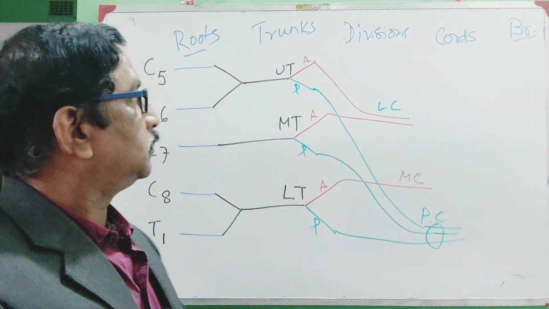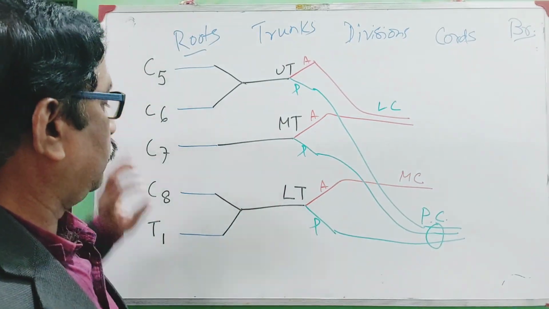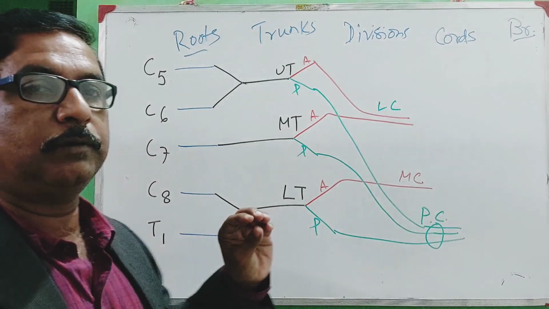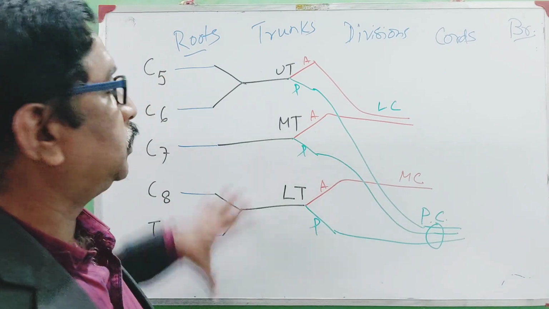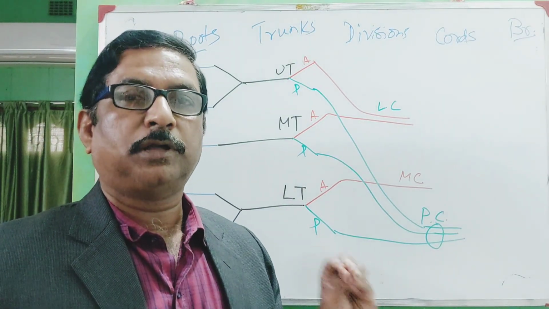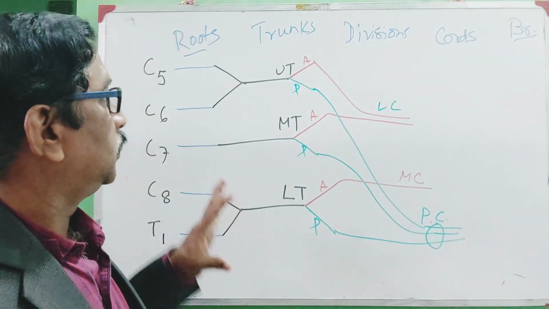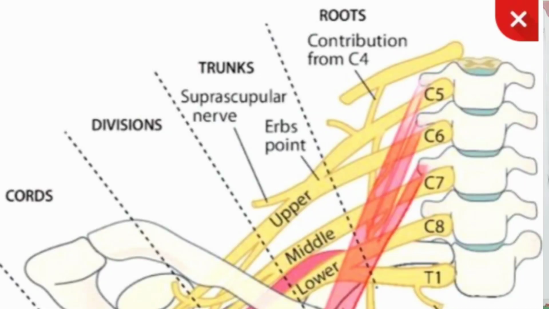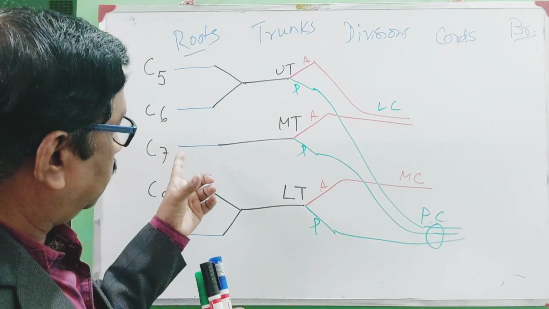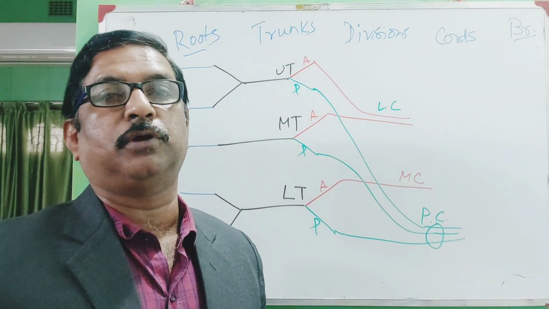One question may arise: there are 5 roots or 5 anterior rami from C5 to T1, and all these roots contain both sensory and motor fibers. The question may arise whether all these roots contain an equal number of nerve fibers or axons. Not so. Some of these roots may contain the highest number of fibers, some may contain the lowest number of fibers. So, which one has the highest number of fibers? C7 and C8, these two, contain the highest number of fibers.